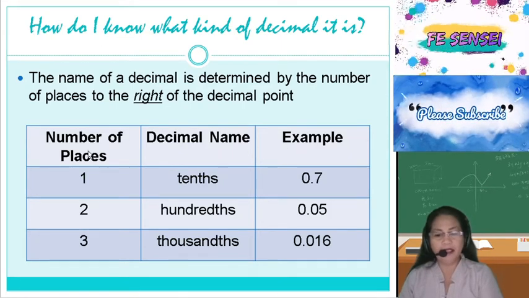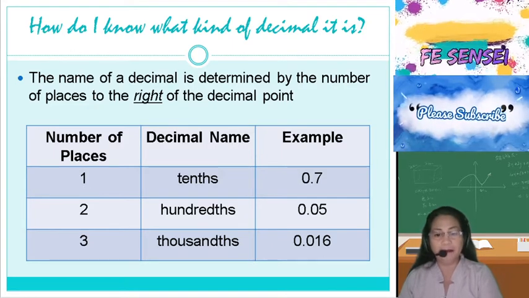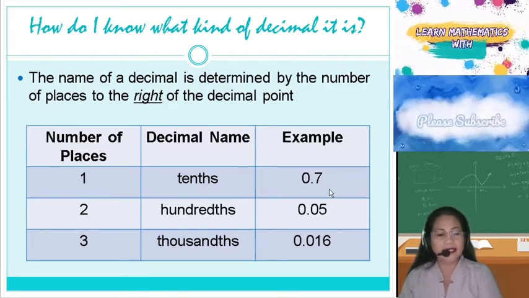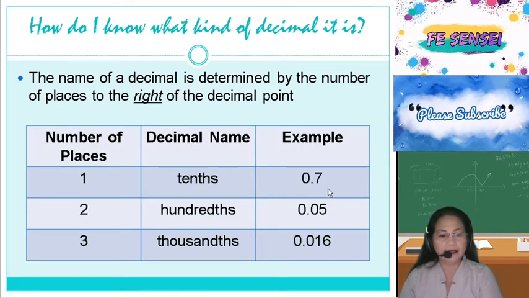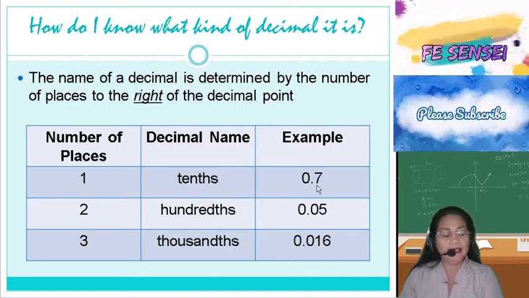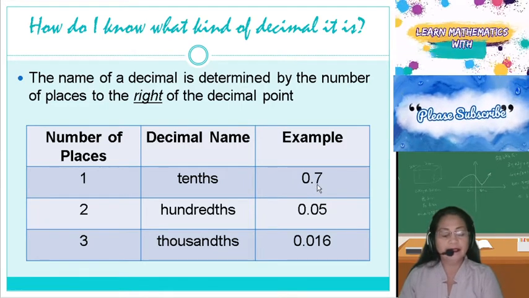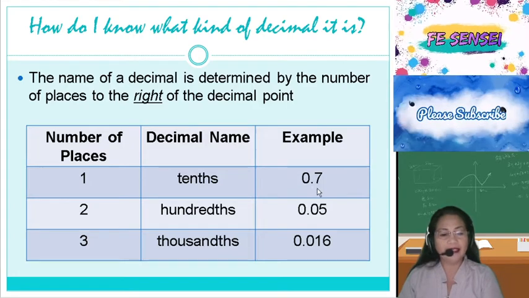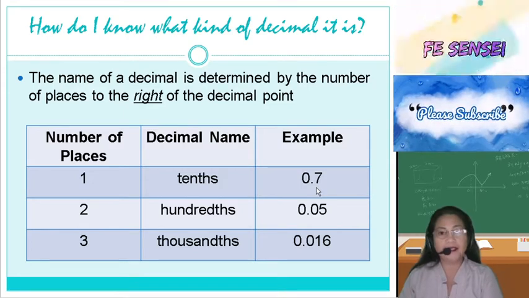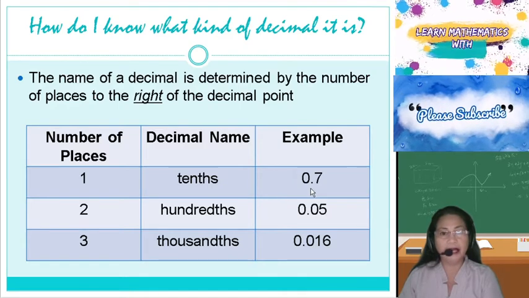From the decimal point, if you have one place right after the decimal point, it is called tenths. An example is 7/10. Here is the decimal point and one number after the decimal point. This is how to write an example of a number in the tenths place. And to read, this is 7/10.